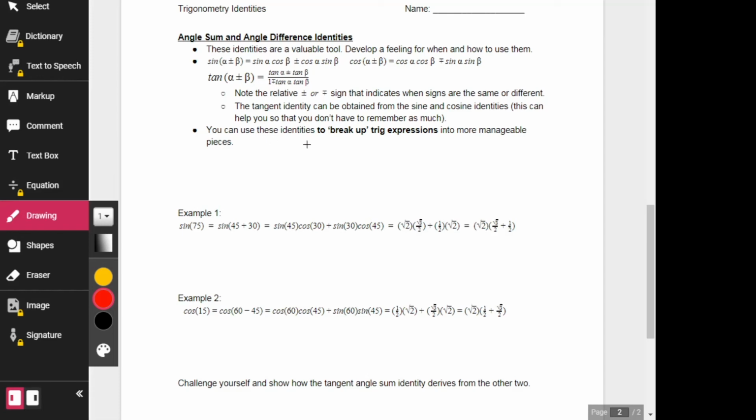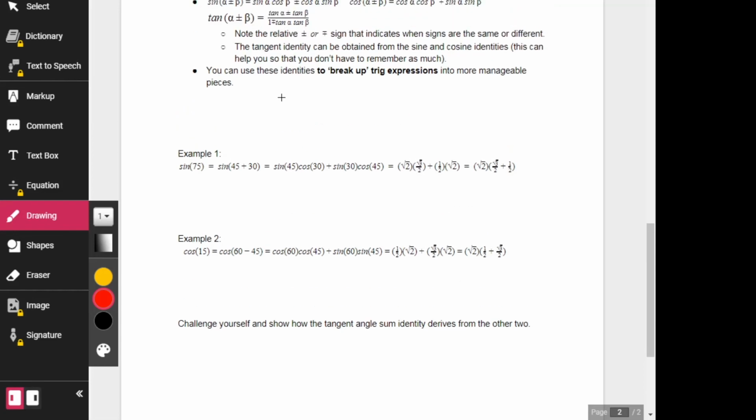Now we can use these to evaluate and break up trig expressions, just like how we did with the double angle formulas. The situations where you use these are slightly different. Usually when you're in pre-calculus, in my experience, they're mostly used just to evaluate. So let's jump into some examples.